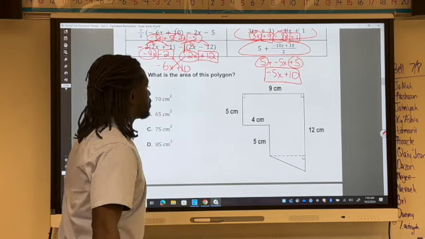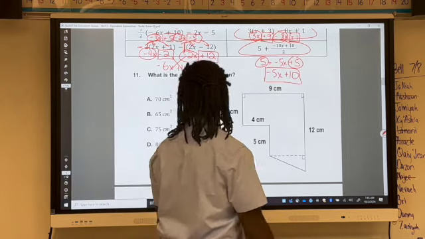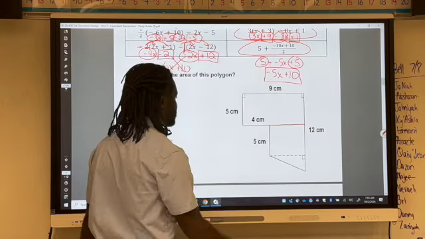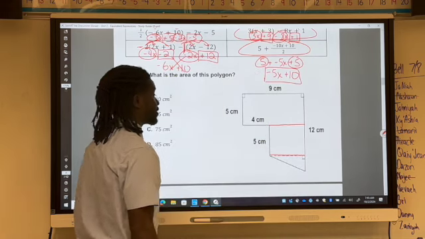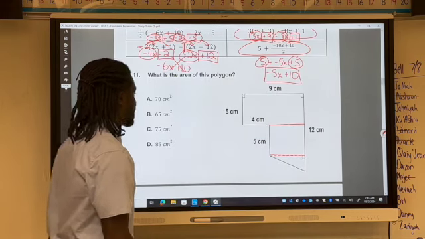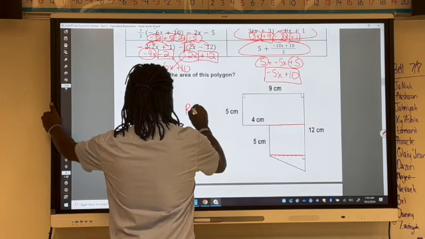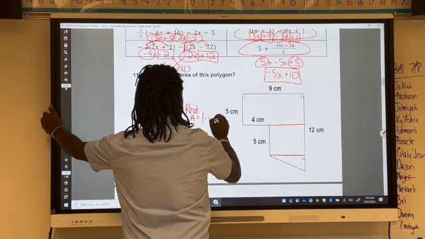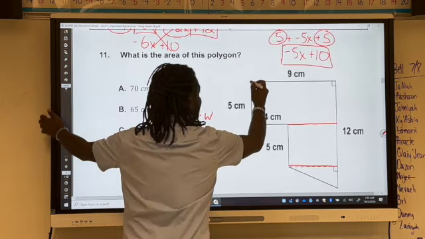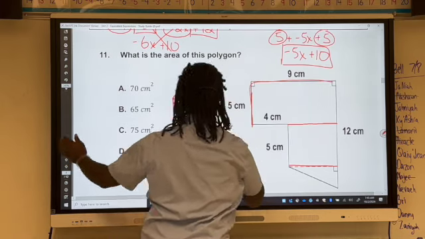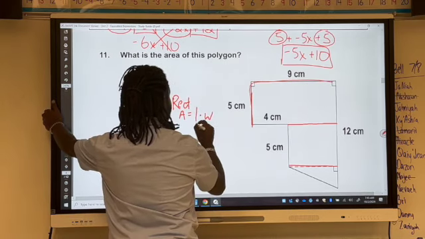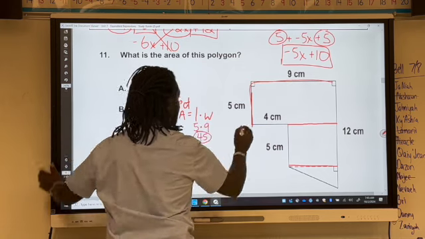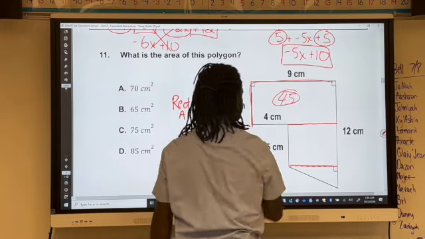All right, so find the area of this shape. I got to start by dividing this shape up. Remember, there's multiple ways you can do it. For this one, there's actually going to be 3 different shapes, all right? And so we got a rectangle, and the formula for this rectangle is area equals length times width. The length is 9, the width is 5. So we got 5 times 9, and that's going to give me 45. So 45 is the area of that one.